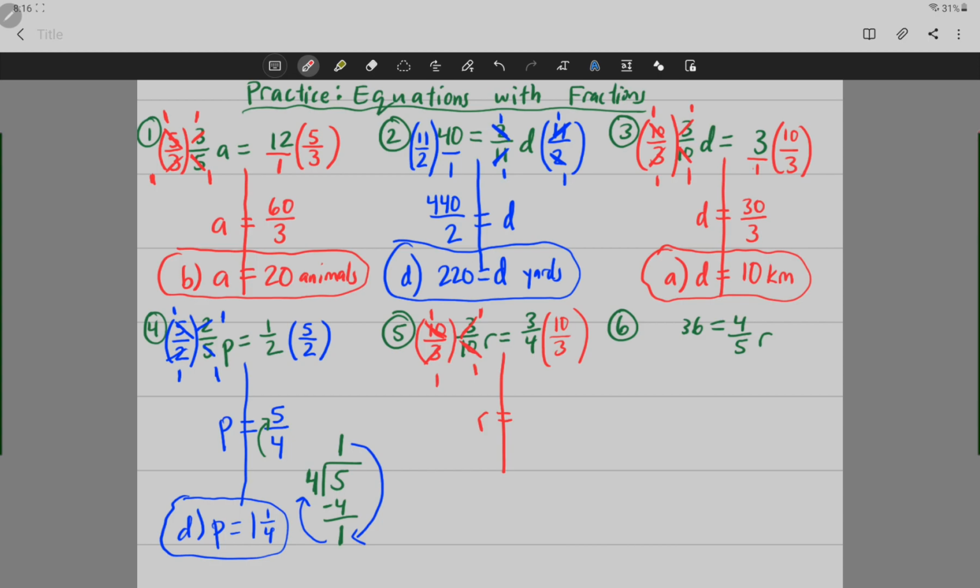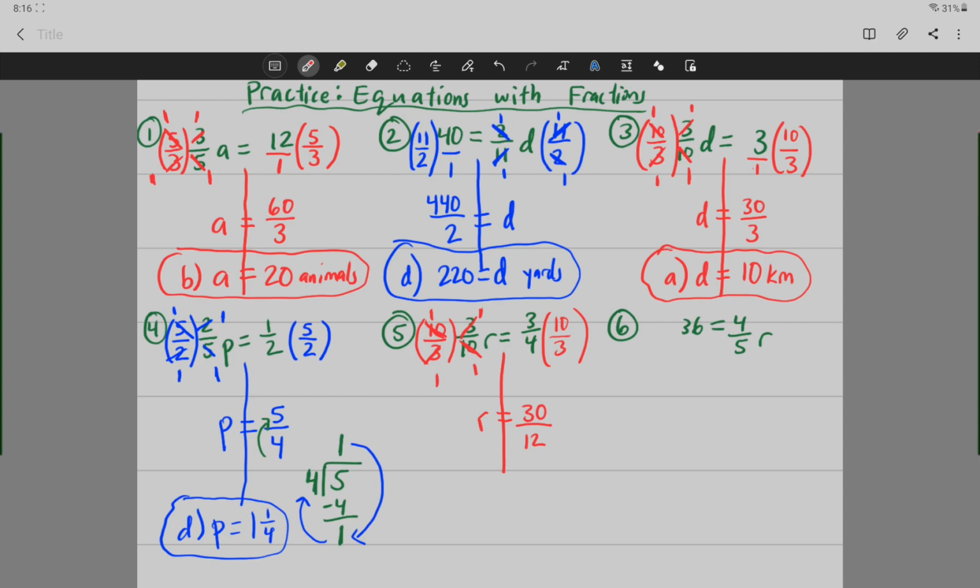Now we multiply on the right side our numerators. 3 times 10 is 30 over. And now denominators, 4 times 3 is 12. And just like in number 4, we have another improper fraction where the bigger number is on top in the numerator. So it says 30 over 12. Can't leave it like that. So we have to convert it back into a mixed number.